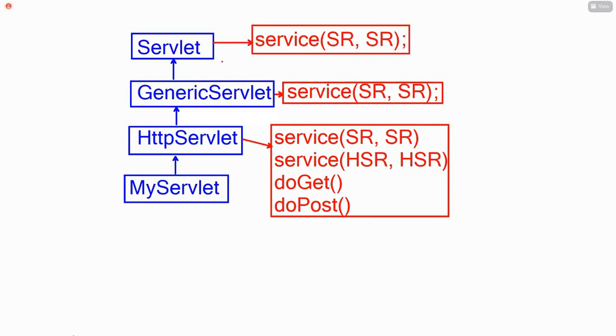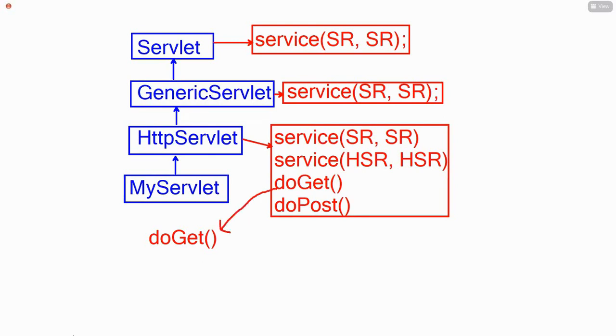Now, if you implement the Servlet interface, you must override this method only. There is no option. That will be overridden and that is called. If you extend GenericServlet, you must override this method only. That is called. There is no other option. But if you extend HttpServlet, you can override any method. It is not mandatory to override service only. Suppose in my program, I overrode doGet.